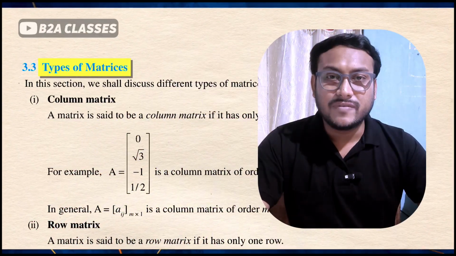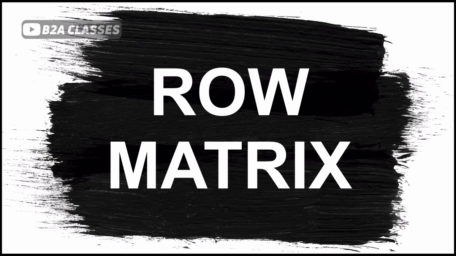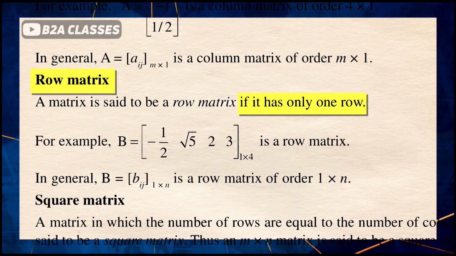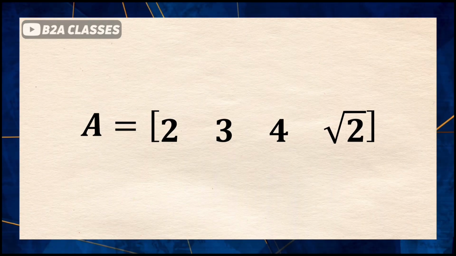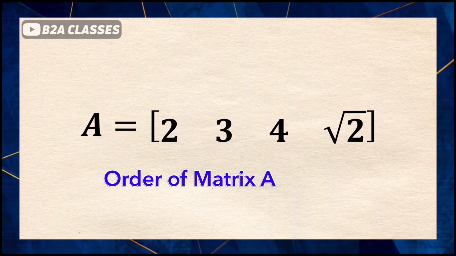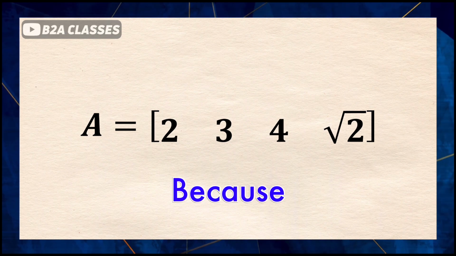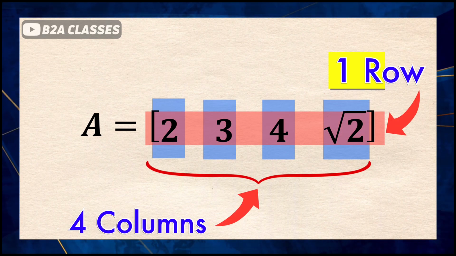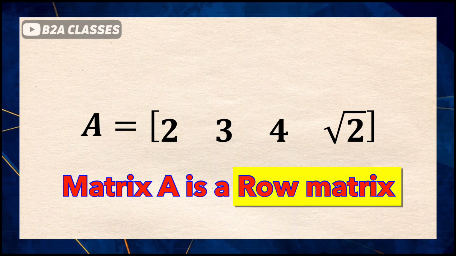In this video, we will learn about different types of matrices. So the first type of matrix we will discuss is row matrix. If any matrix has only one row, then that matrix is a row matrix. Now this is matrix A, and the order of the matrix will be 1 by 4 because it has one row and four columns. Since the matrix has only one row, the matrix is a row matrix.